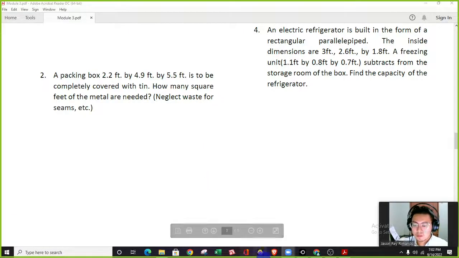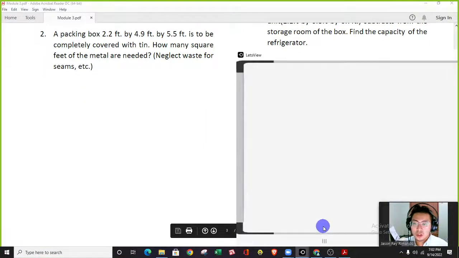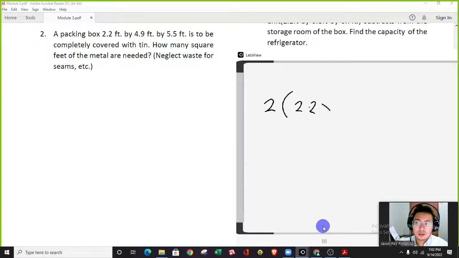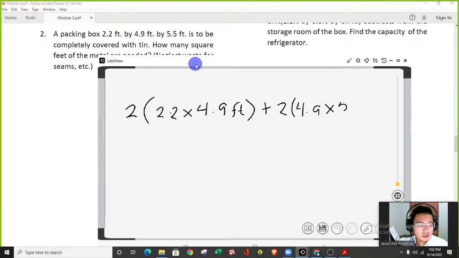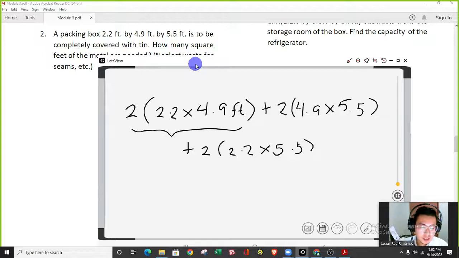Okay? How to compute for your surface area? Okay? You have 2 multiplied by 2.2 feet by 4.9 feet. Okay? Plus 2 multiplied by 4.9 times 5.5 feet plus 2 times 2.2 times 5.5 feet. Okay? Start tayo dun sa una. What is the value?